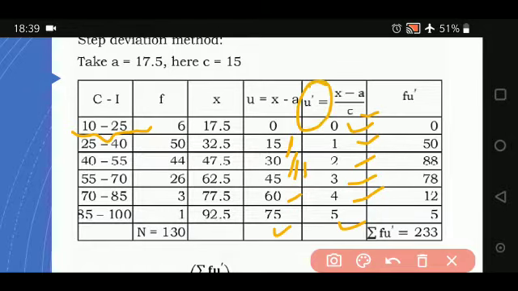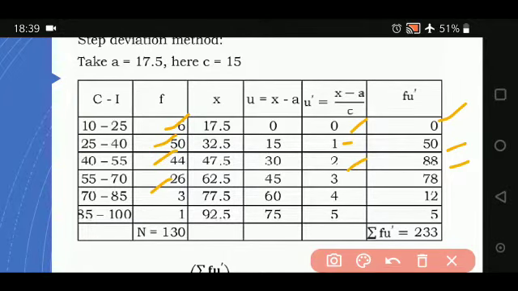Now this u dash you are going to multiply with f. Then this last column is obtained here, f u dash. 6 into 0, 50 into 1, 44 into 2, 26 into 3, 3 into 4, then 1 into 5. You total this, that is summation f u dash is 233.